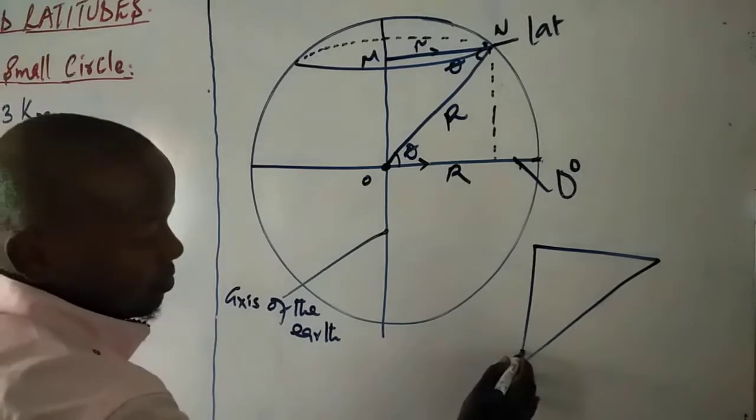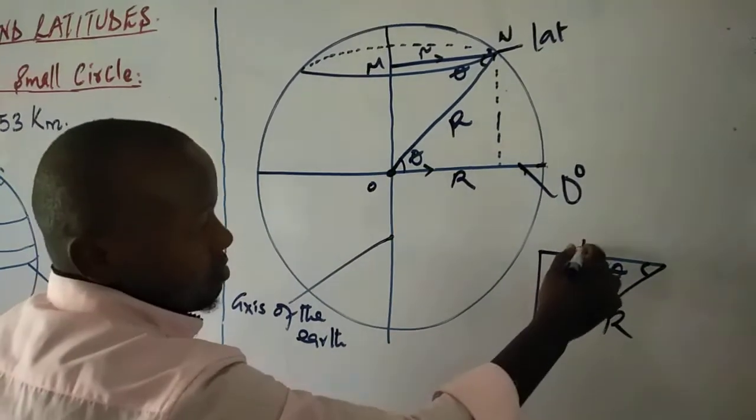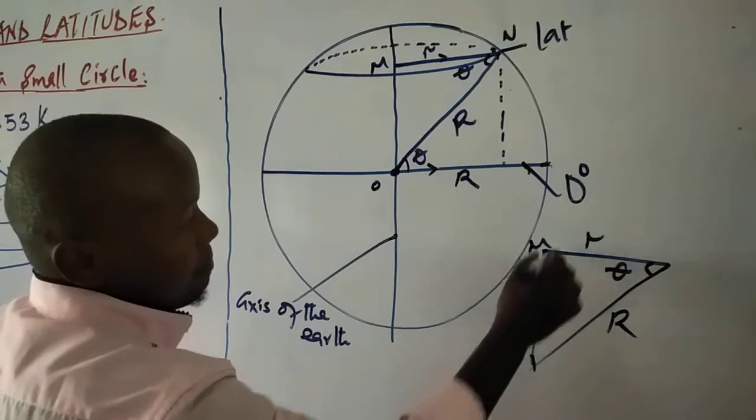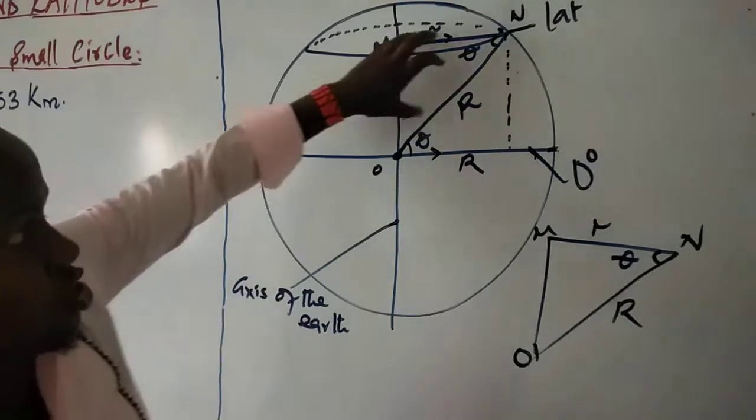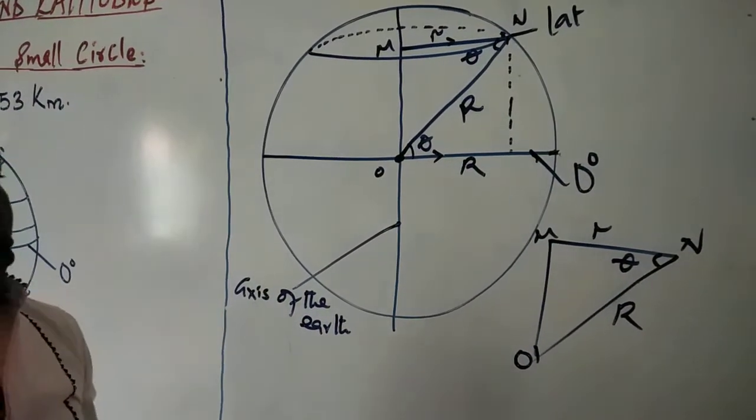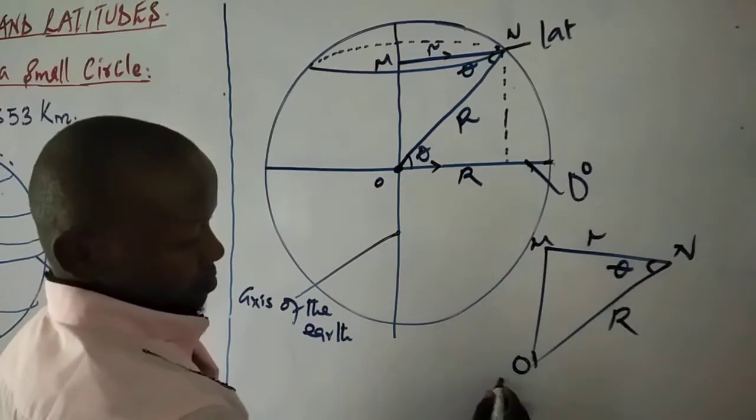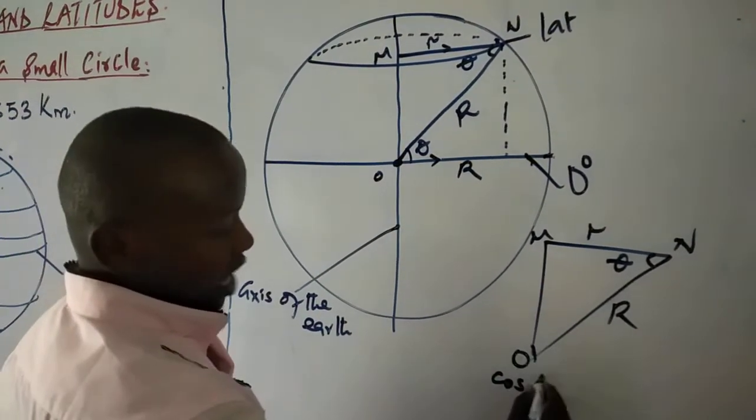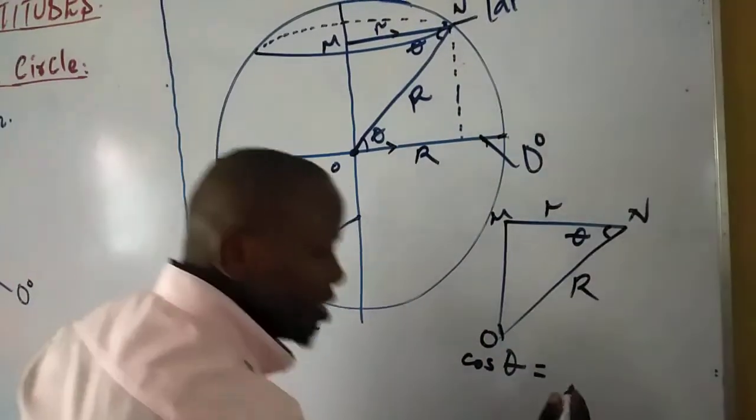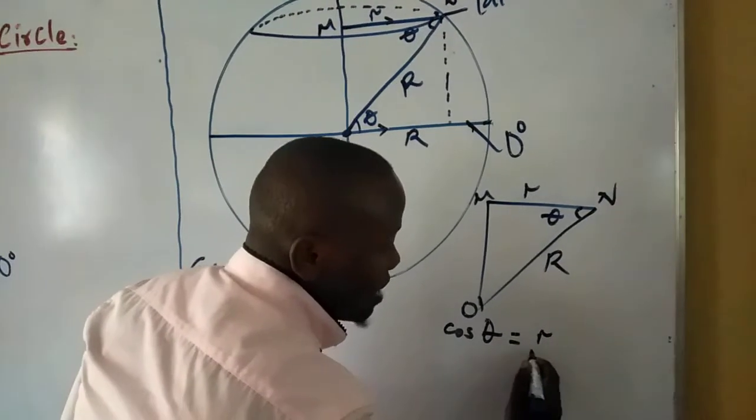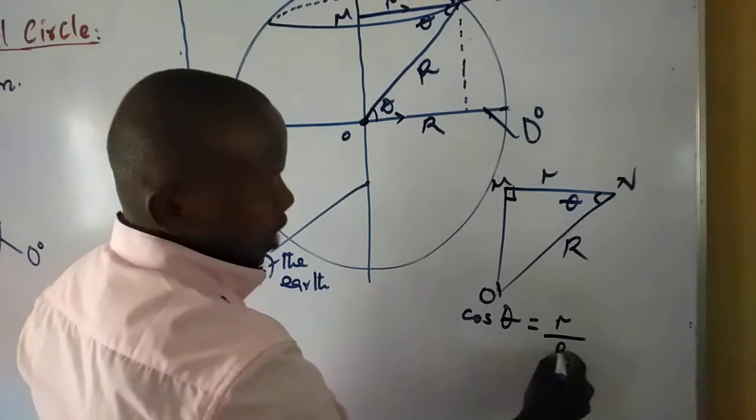Like this, with an angle theta, a capital R and a small r. Then when we extract that triangle, we can relate and say the cosine of this angle is given by the adjacent side, which is r, divided by the hypotenuse. And the hypotenuse is capital R.